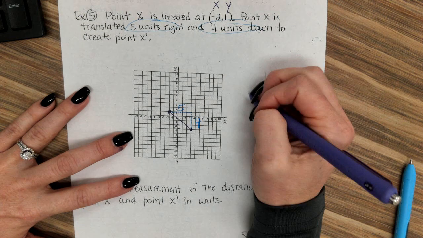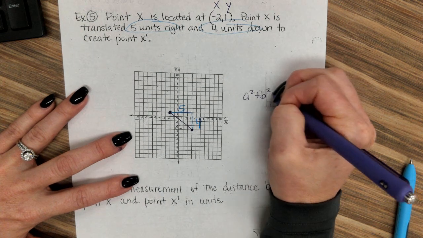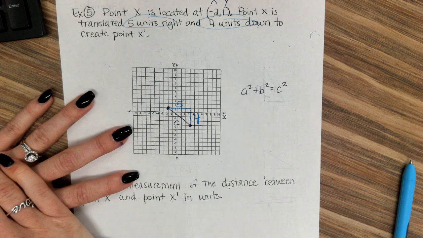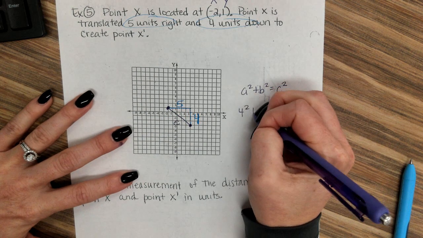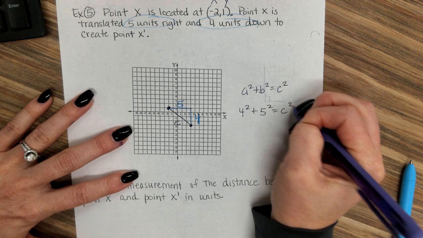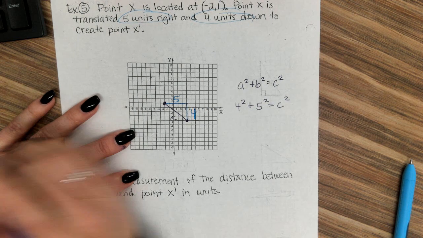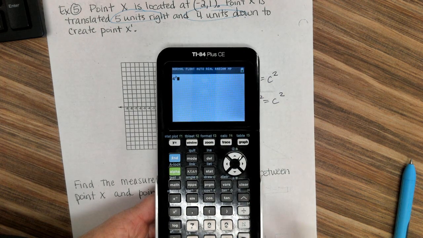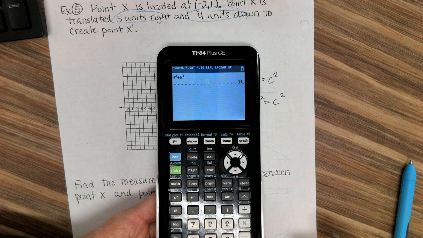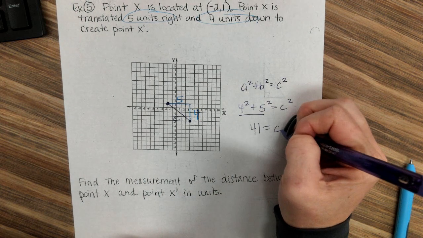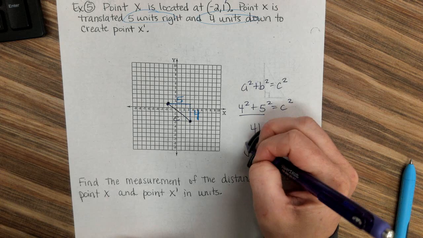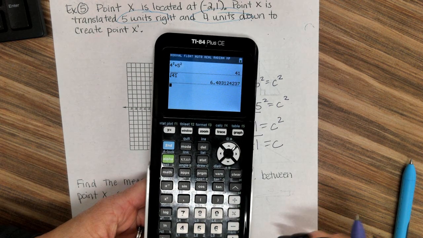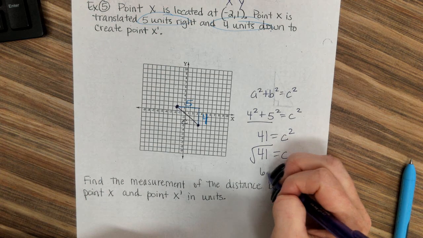And then you're simply going to write your formula, a squared plus b squared equals c squared. And then you're going to plug in your numbers. So I have 4 squared plus 5 squared equals c squared. And then I'm going to add these up, which is 41. Remember, that is not your answer. You have to take that and square root it to get the side length. 6.40 if we round to the hundredths place.